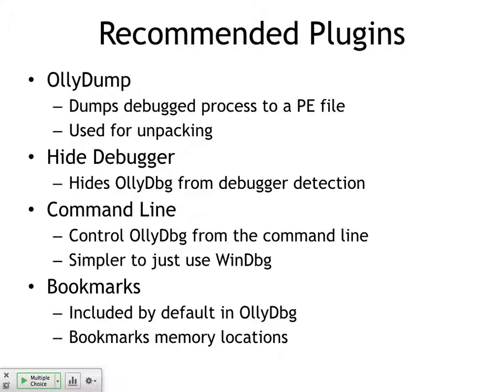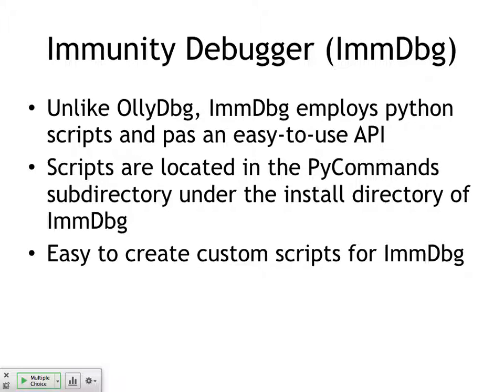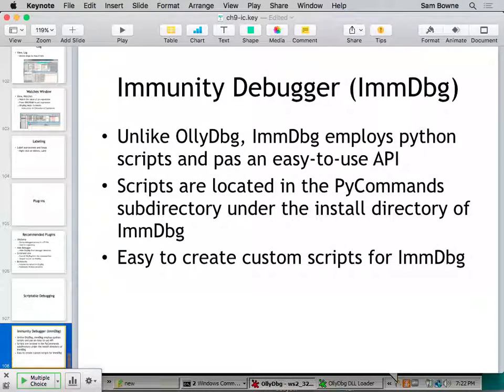You can run it from the command line, although I don't know why you don't just use WinDbg in that case. You can have bookmarks to bookmark memory locations as opposed to breakpoints, another way to label them, and so on. And you can also script debugging. Immunity Debugger uses Python scripts and an easy to use API. I guess OllyDbg doesn't. There's a bunch of scripts there, and they're just in Python, so they're easy to read and easy to modify. So you can automate debugging processes, and that would be cool for specialized cases.